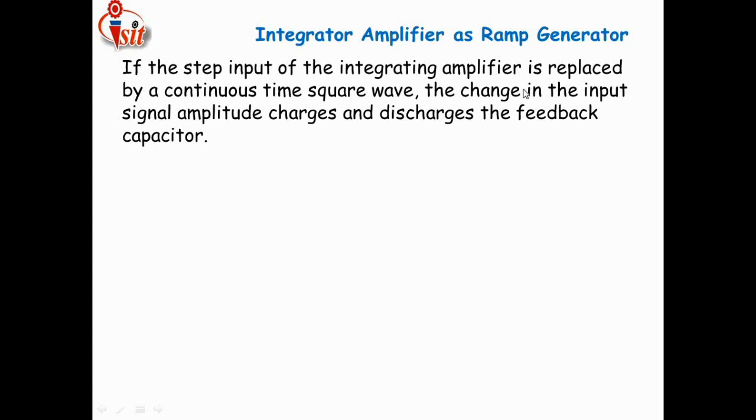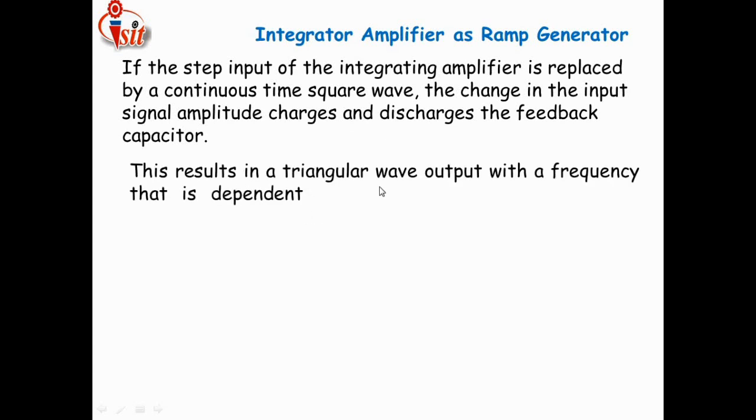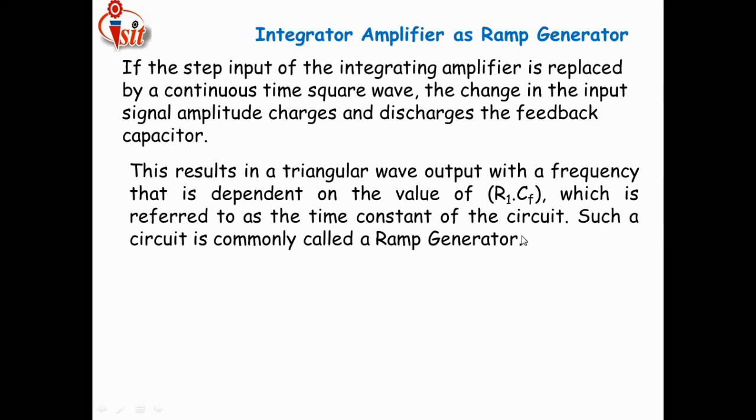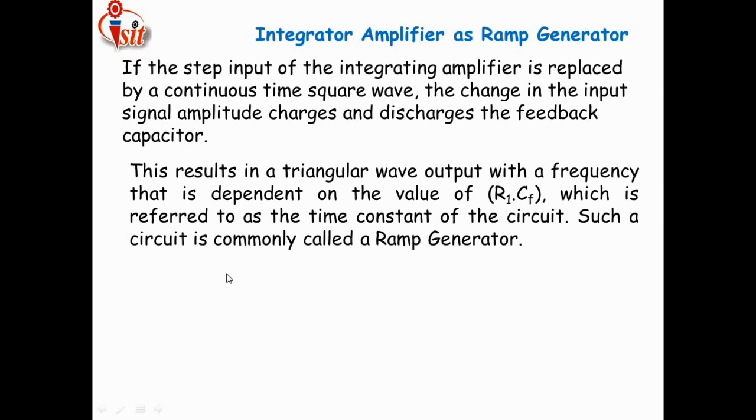Then changes are done. The changes in the input signal amplitude charge and discharge the feedback capacitor. This results in a triangular wave output with a frequency that is dependent upon the value of R1CF, which is referred to as the time constant of the circuit. Such a circuit is commonly called a ramp generator.